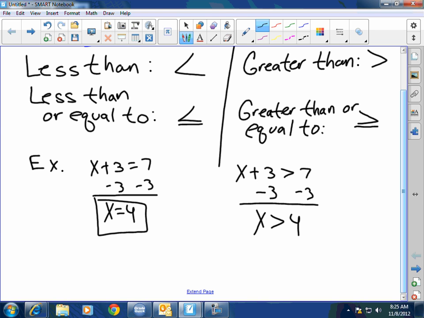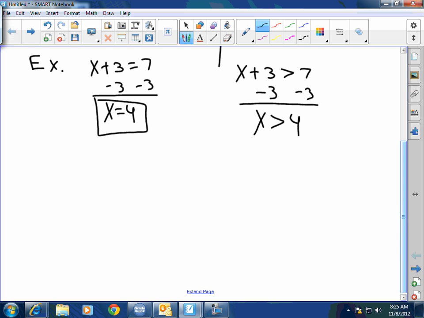Now, what does that mean? That means that the x values that are greater than 4, not equal to 4, 4 does not count here, but the values that are greater than 4 will make this equation true every single time. So how can we test to see if we're correct? Let's prove to you that 4 is not a solution. If I do say that x is 4, okay, I'm going to have 4 plus 3. Okay, is 7 greater than 7?